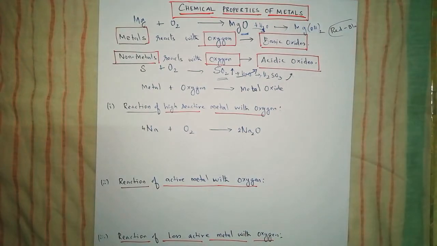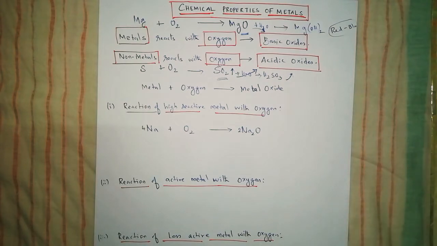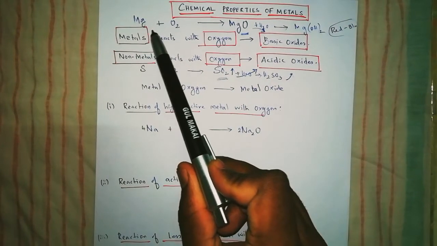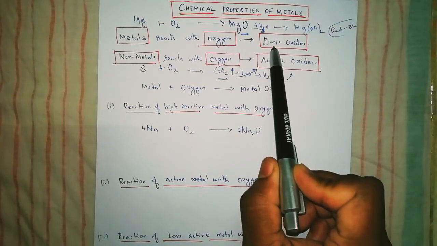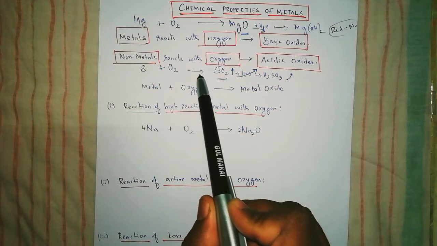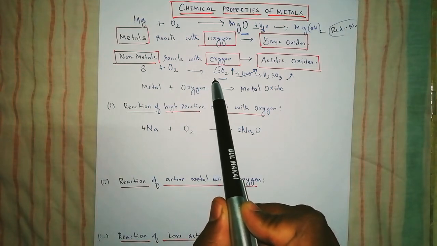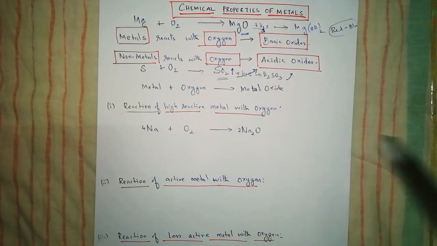So one thing you have to be clear about in this, what is that? That means when a metal reacts with oxygen, it gives metal oxide, and that metal oxide is basic in nature. And when a non-metal reacts with oxygen, it gives a non-metallic oxide, and that non-metallic oxide is acidic in nature. Okay, are you all listening now?